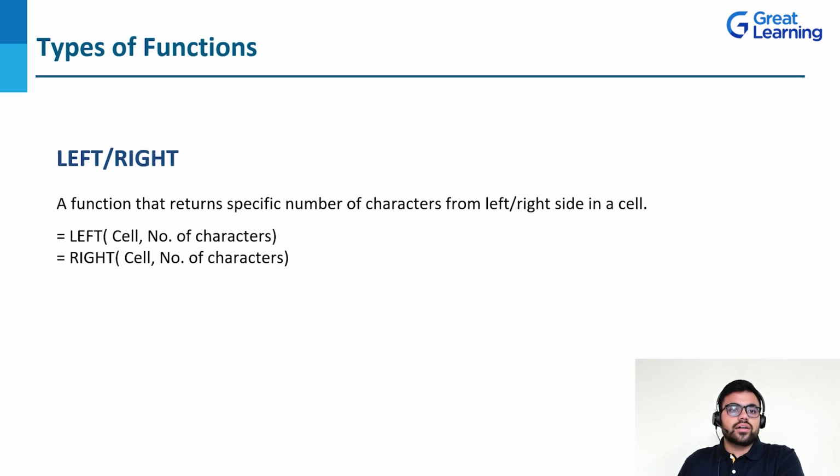Next, we'll look at another function called the LEFT and RIGHT function. Similar to the LEN function, the LEFT and RIGHT functions return a specific number of characters, but from the left and right side in a cell. So it will tell the total number of characters from the left or the right side. Its syntax is equals LEFT or RIGHT, in parenthesis the cell in which we want the function to act, comma, number of characters from each side. Now let's look at these two examples in Excel.